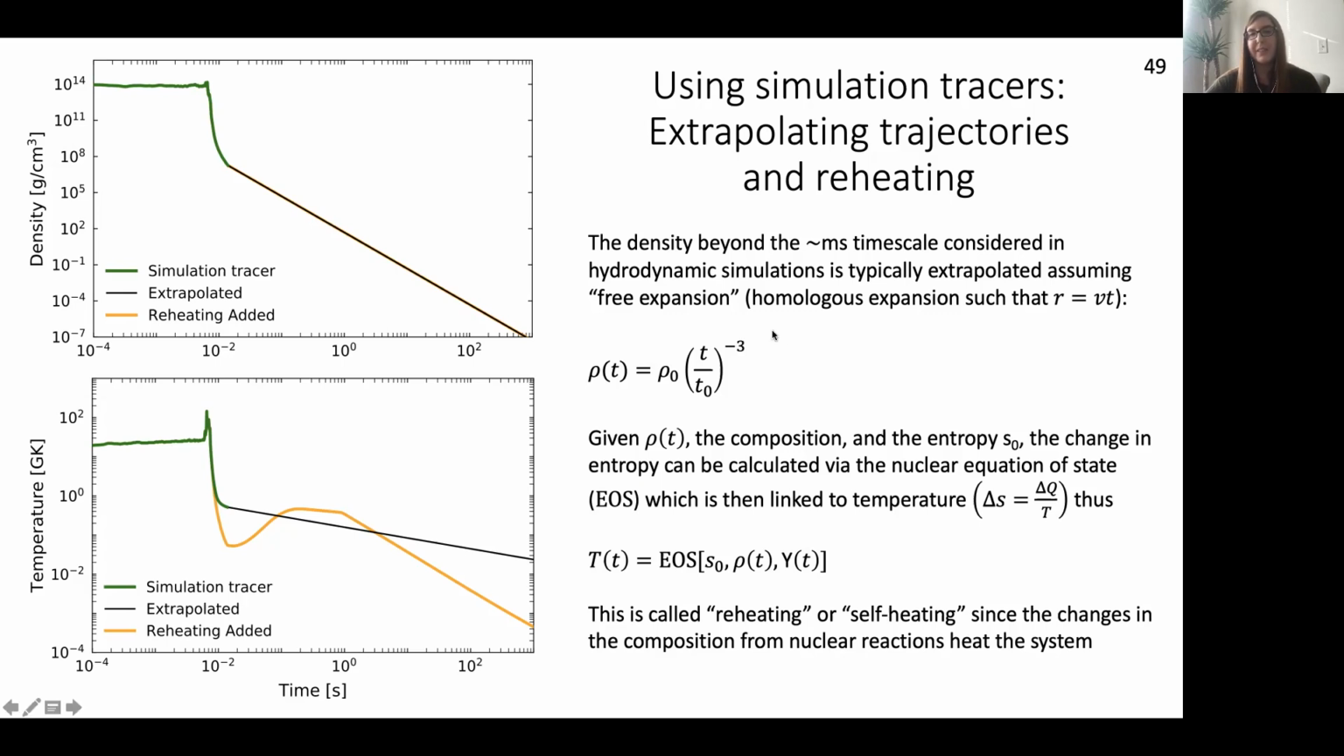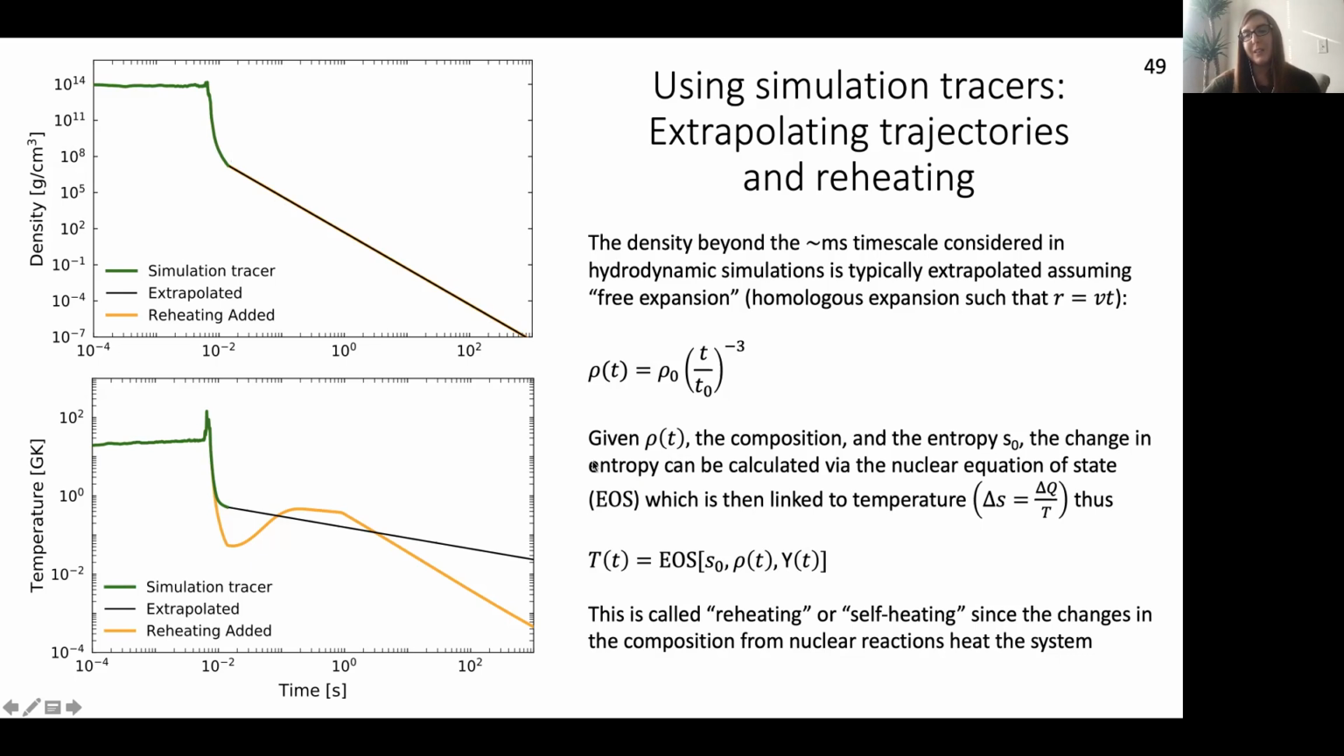So typically this is done assuming free expansion, homologous or adiabatic expansion, where you have your density at a given point in time be dependent on the initial density, which you tend to just take as the last density value that you got. And then you have your temperature, your time have this type of relation going like 1 over t cubed. So you can see this explicitly here. This is a simulation tracer in green. This is the extrapolated version of the density in black.